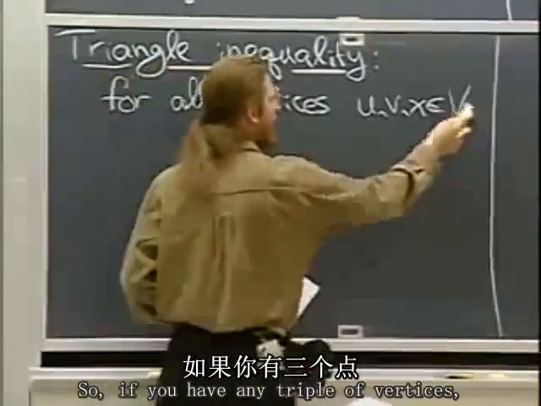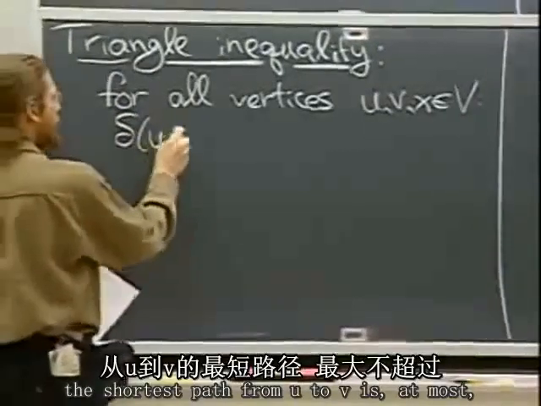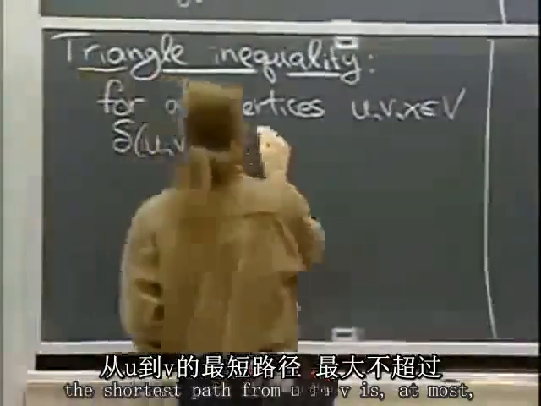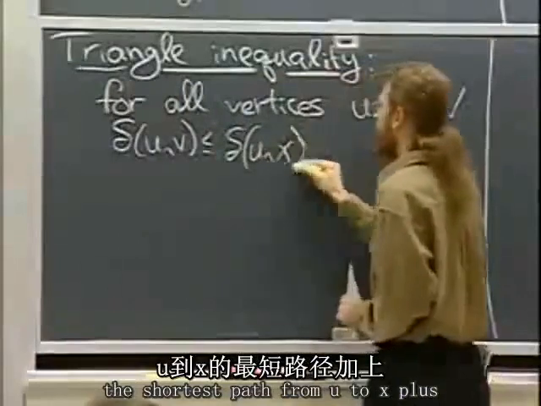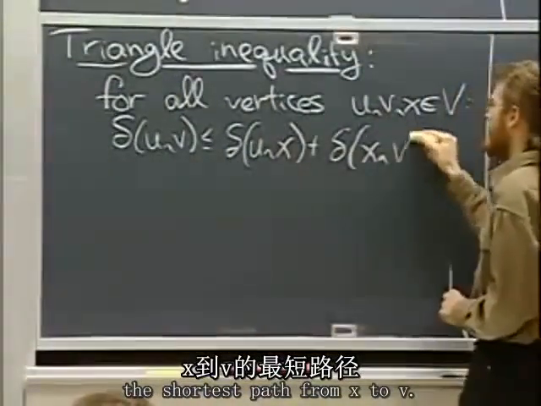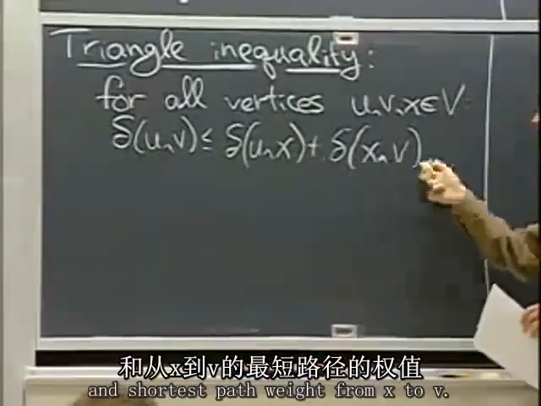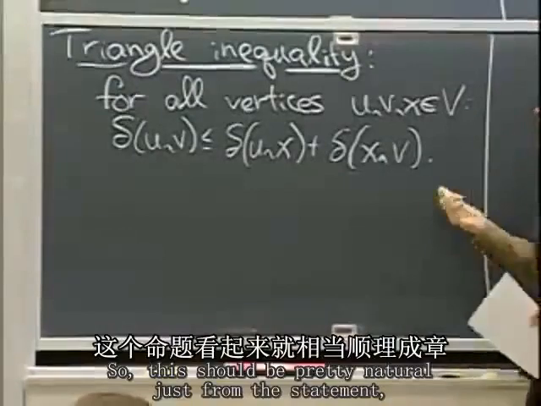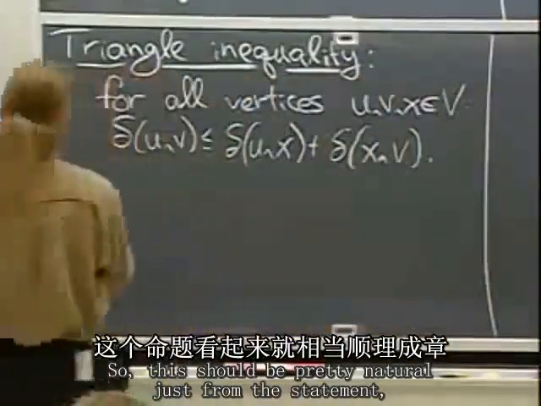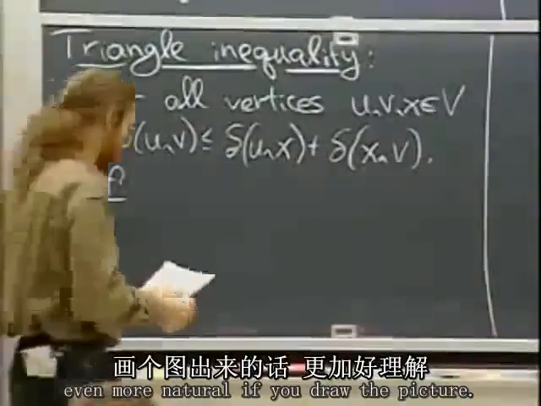So if you have any triple of vertices, the shortest path from u to v is at most the shortest path from u to x plus the shortest path from x to v. Of course, here I mean shortest path weight from u to x and the shortest path weight from x to v. This should be pretty natural just from the statement. It's even more natural if you draw the picture.